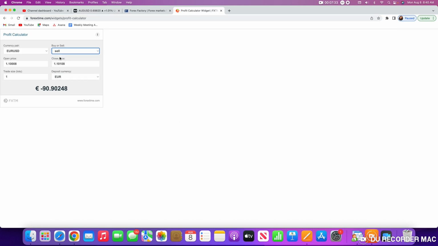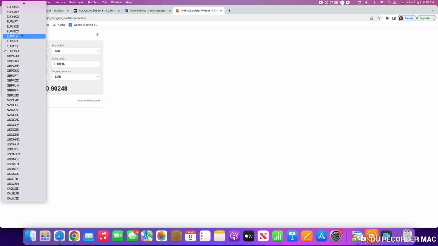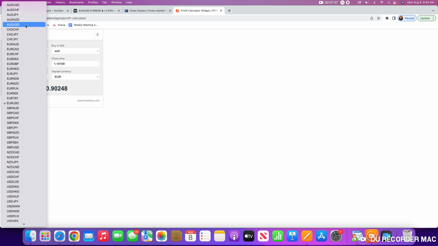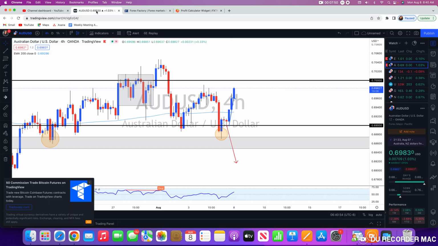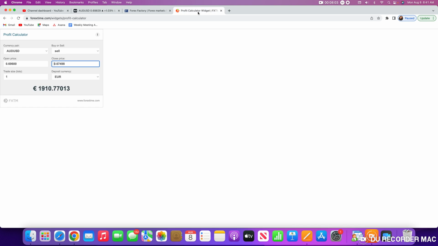It's going to be a sell if it's going to go back that way. First we want to choose the right pair. Okay, and what did we say? 69600. So that is there, and that will be our opening price. Let's say we got in on the 696, and then we wanted to take our profit at about 68,000. So we'll go 68.